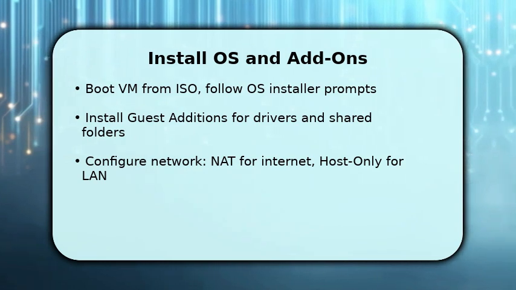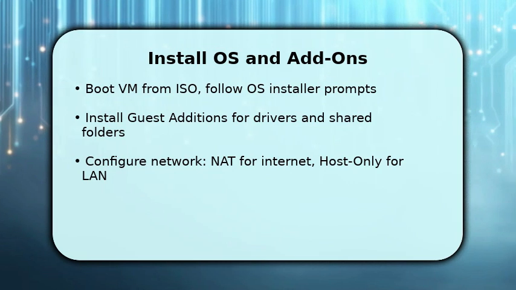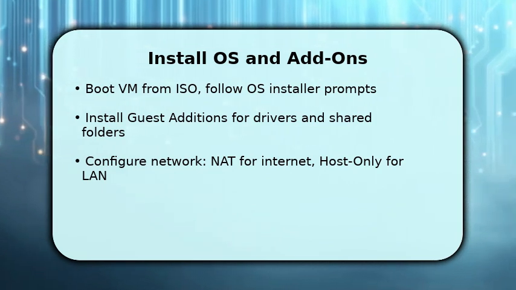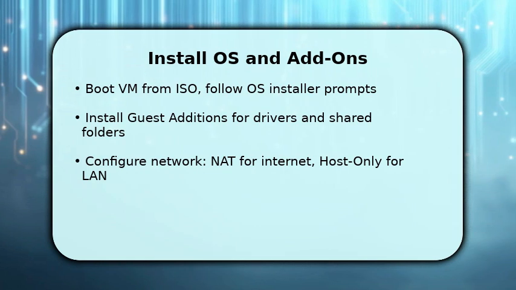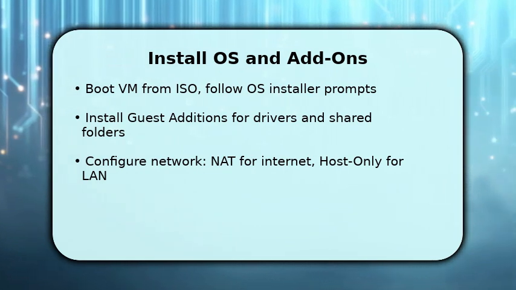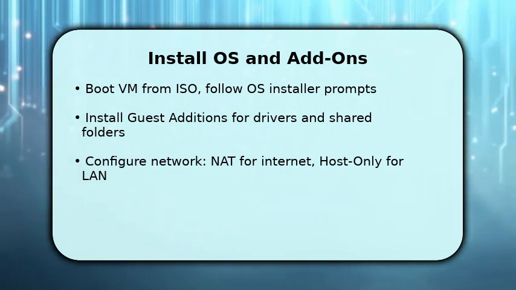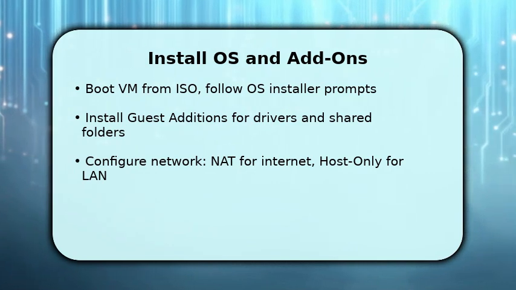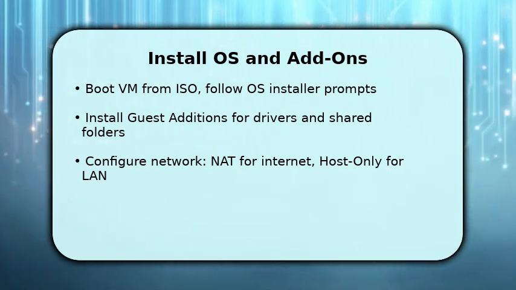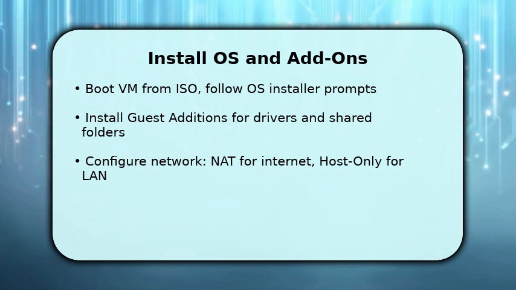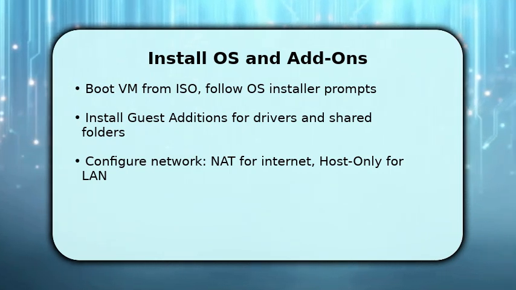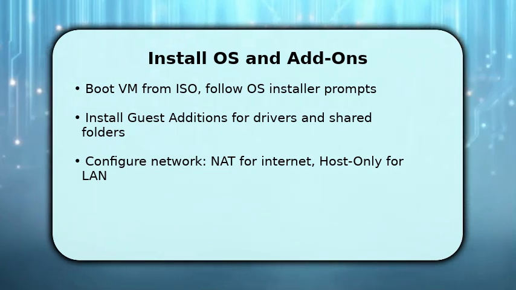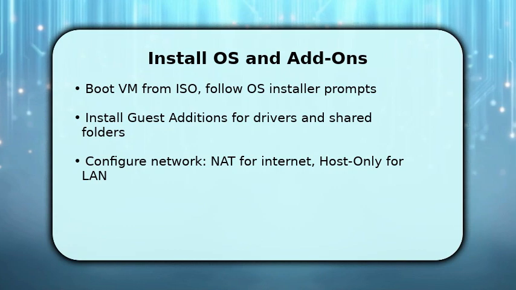After the OS boots, install VirtualBox guest additions from the device's menu to enable better video, clipboard sharing, and shared folders. Configure display settings, enable 3D if needed, and adjust video memory. Then set up networking. Use NAT for internet access or host-only for isolated LAN, and map shared folders to transfer files between host and guest.